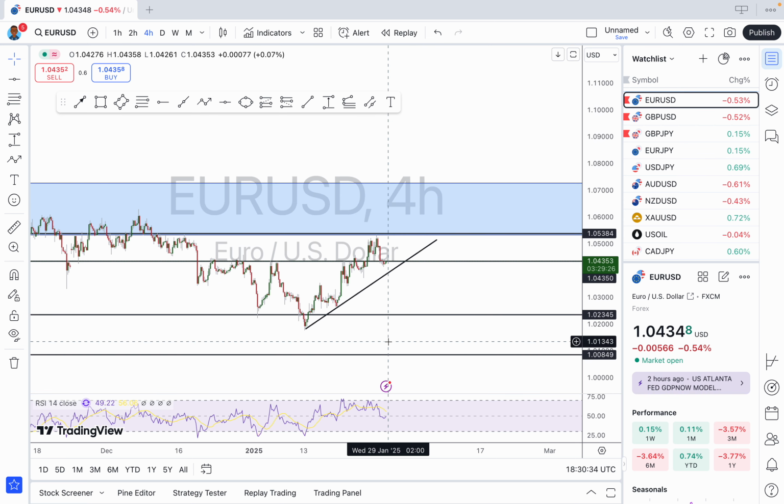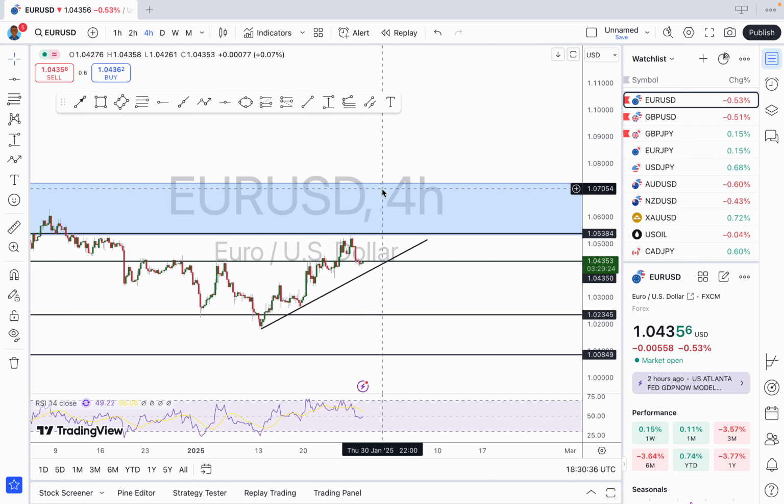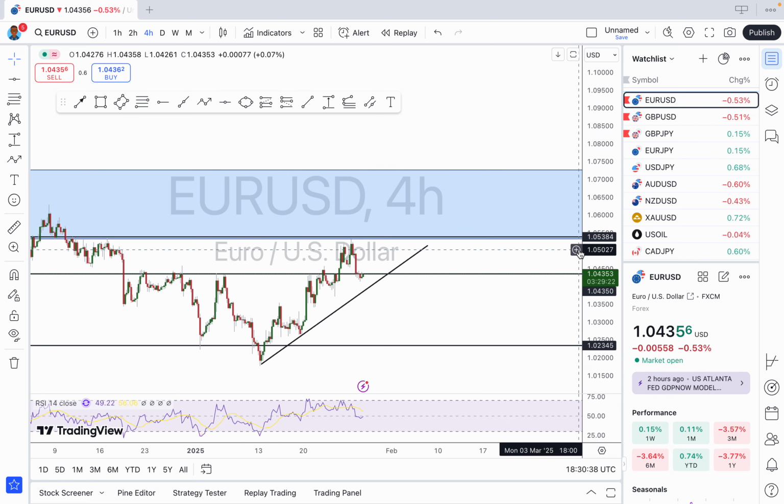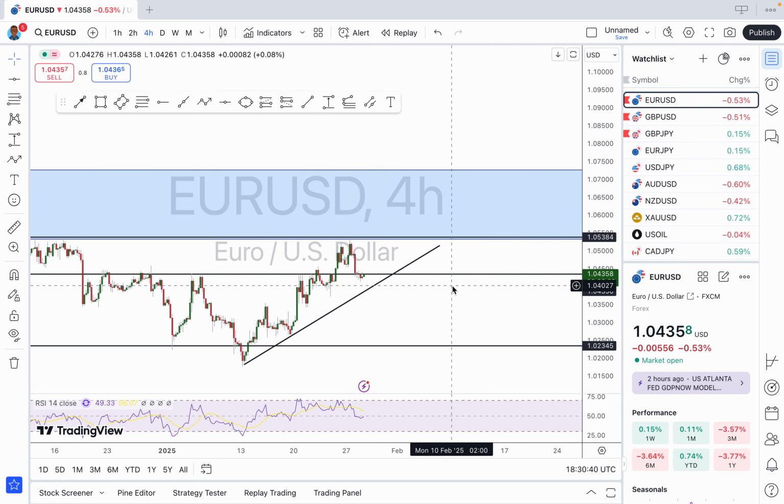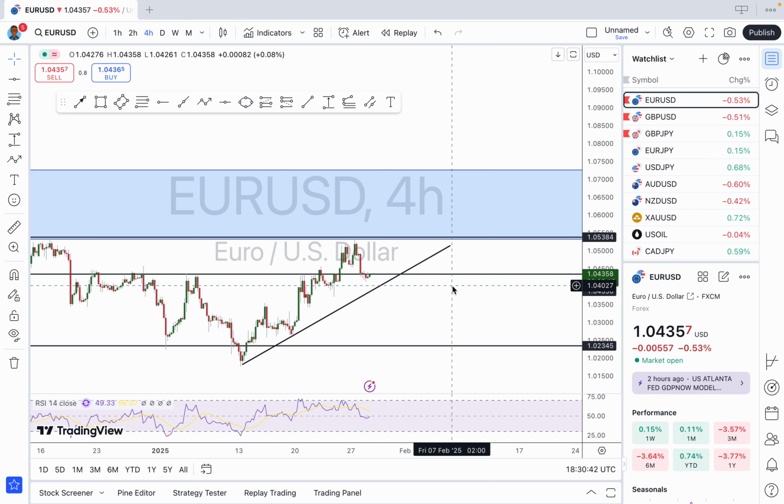Better. This is a 4-hour time frame, by the way. So if we are now committing to the downside, think about it. From a weekly and daily, we are saying we are committing to the downside. If we are committing to the downside, what should we expect? We should expect lower highs and lower lows.